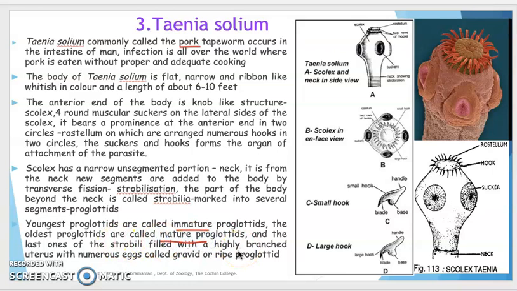The last ones of the strobila, filled with the highly branched uterus and numerous eggs, are called gravid or ripe proglottids. So it's an important question: what is a gravid proglottid? It is the mature segment of the strobila, filled with numerous eggs and the uterus. These are the hooks found surrounding the rostellum, arranged in two circles. There are small hooks and there are large hooks.